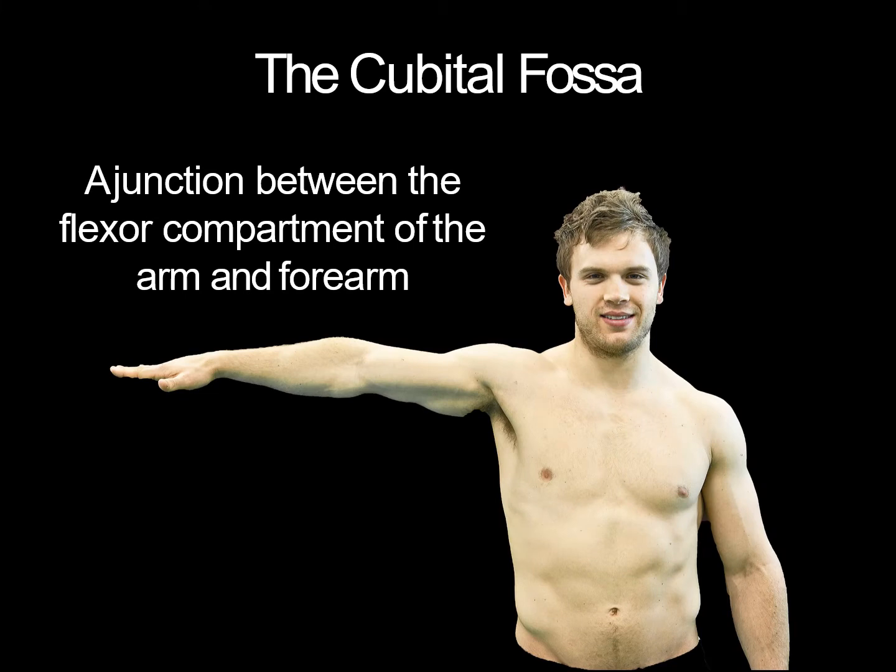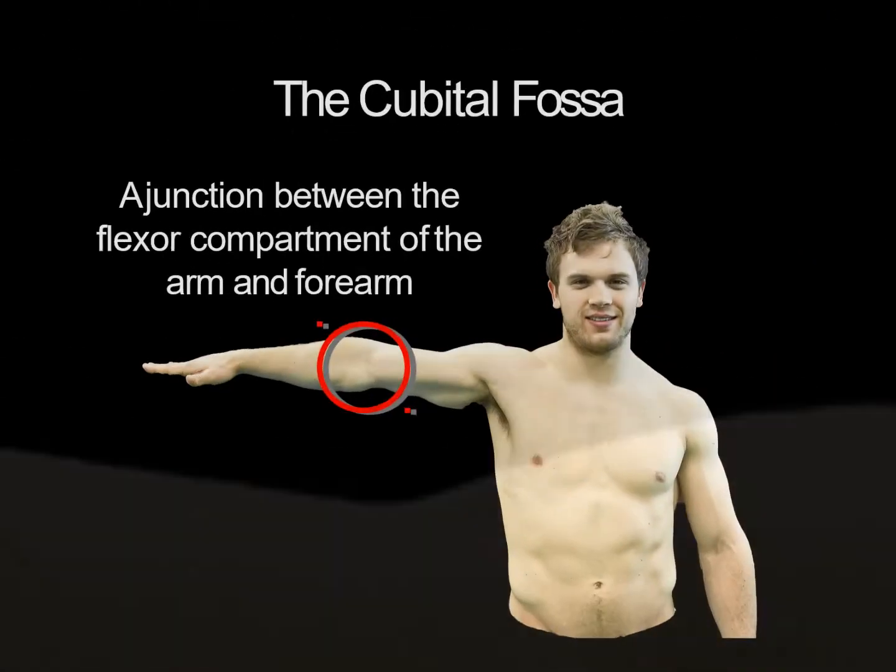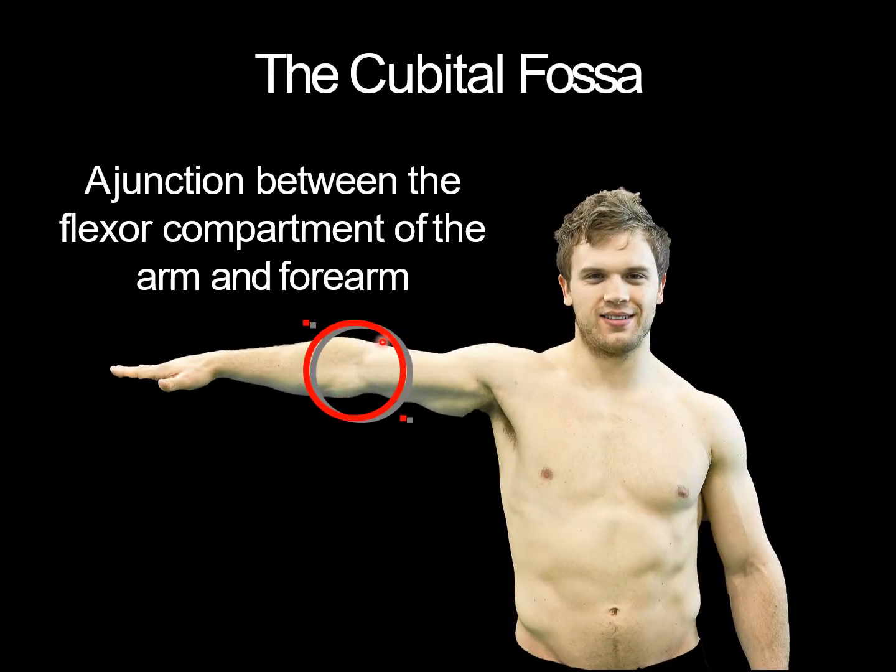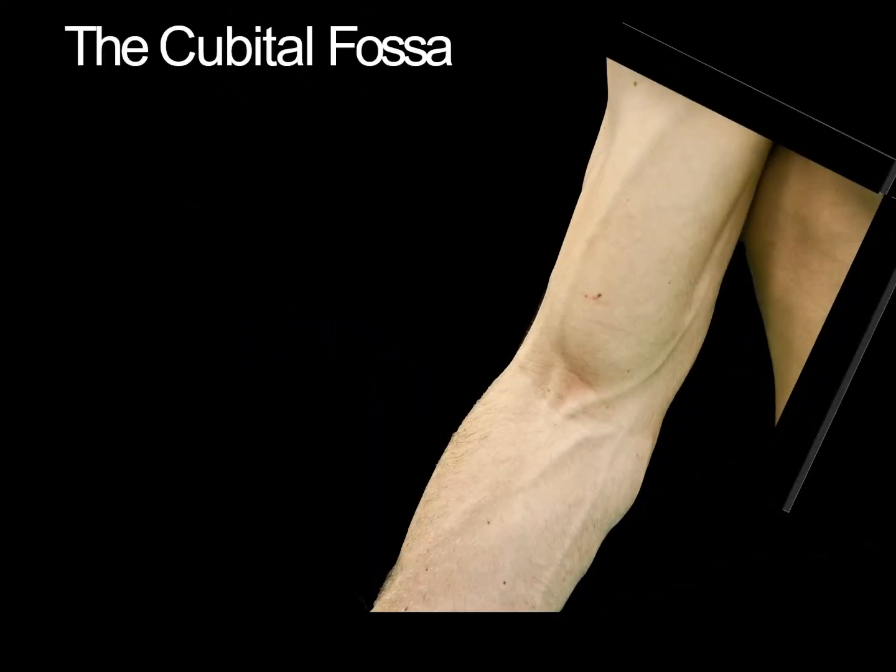So where is it present? The cubital fossa is present at the junction between the flexor compartment of the forearm and the flexor compartment of the arm. In this picture you can see this is the area of cubital fossa which is present in front of the elbow. So this is the area where the cubital fossa is.